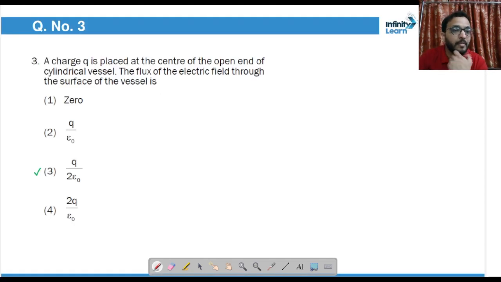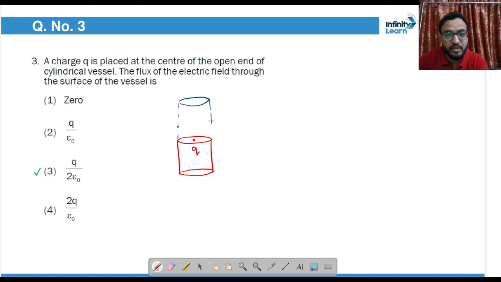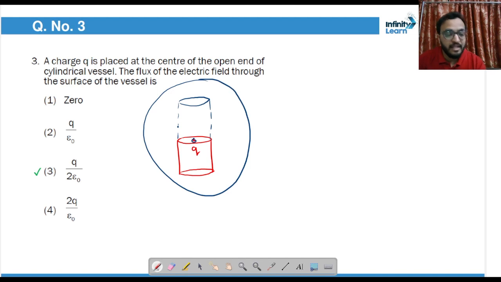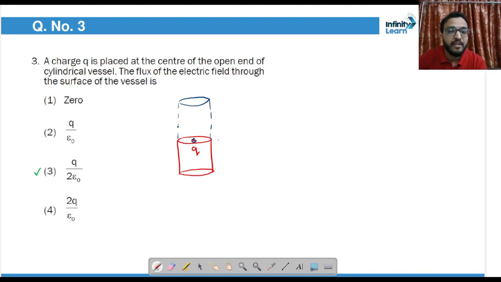Got it? Now, a charge Q is placed at the center. Okay, this is a cylindrical arrangement like this, right? And a charge Q is placed here. So if we want to find out what is the flux through the cylinder, what we will do is we will draw a similar dimensional cylinder like this so as to encompass this charge, and in such a way that this charge is at the geometrical center of the overall structure. Now this is an overall cylinder and this charge is now at the geometrical center of it, so that we can say overall flux through this complete closed surface is Q by epsilon naught.